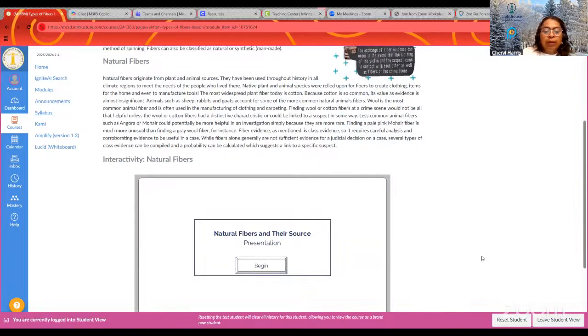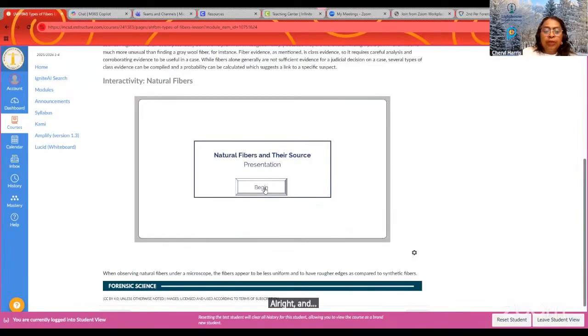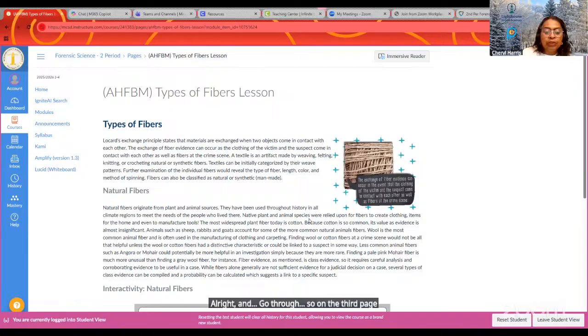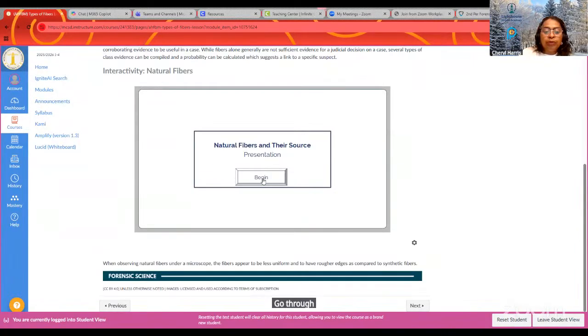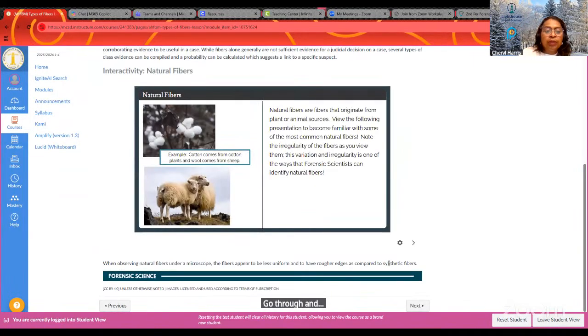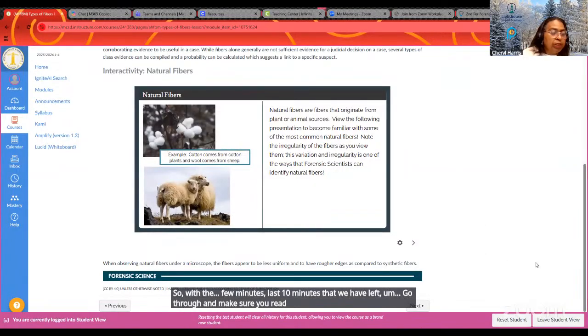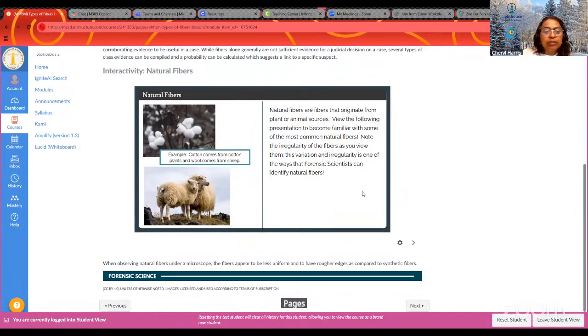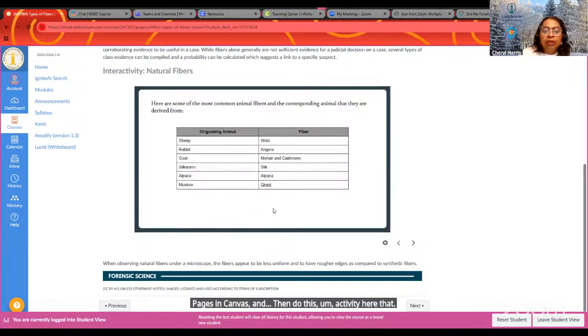All right, on the third page on fibers, go through and look at this presentation as well. So again, with the last 10 minutes that we have left, go through and make sure you read the first 3 pages in Canvas, and then do this activity here that goes through the different types of fibers.